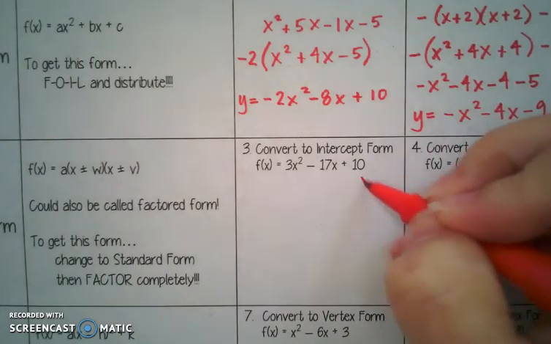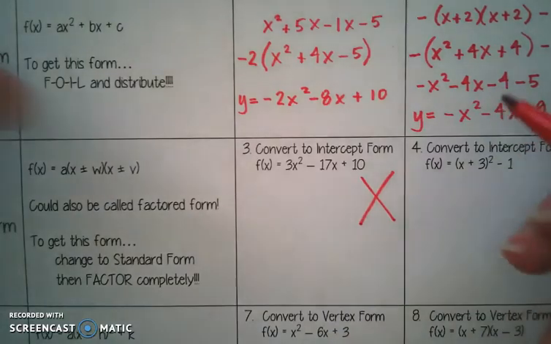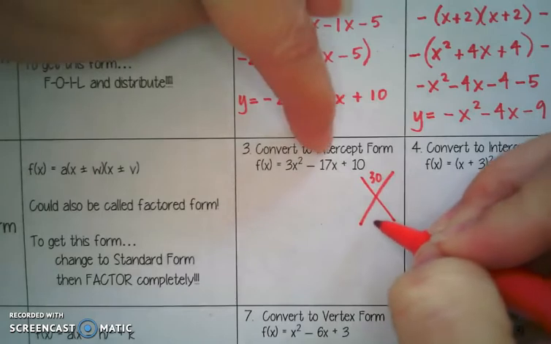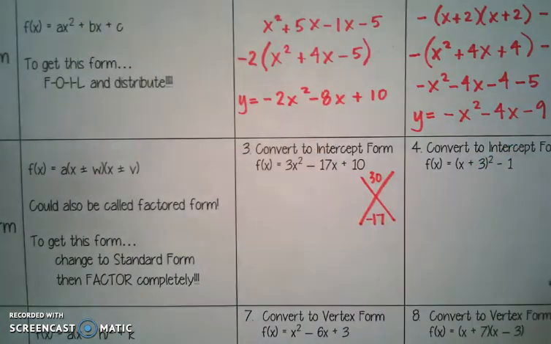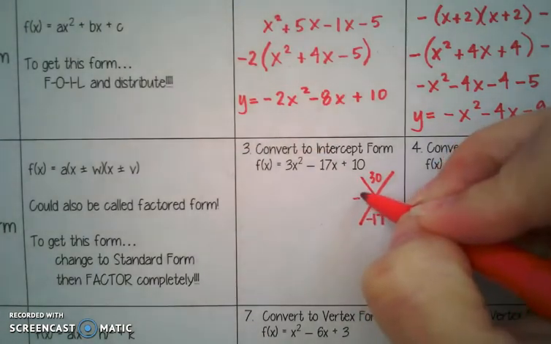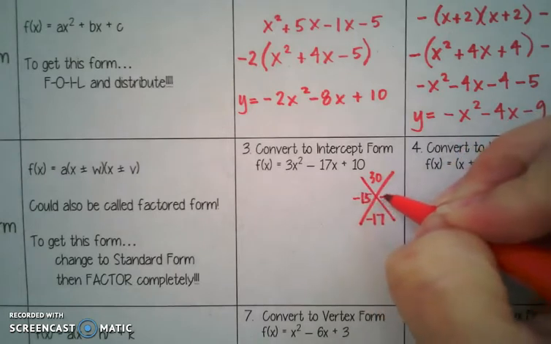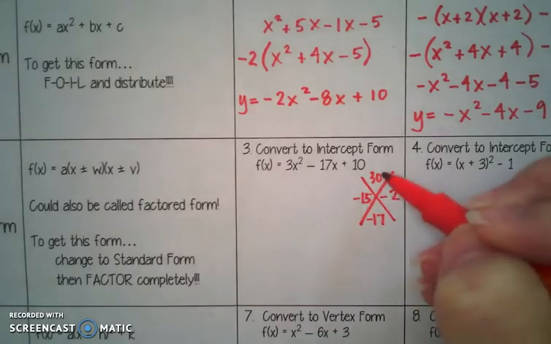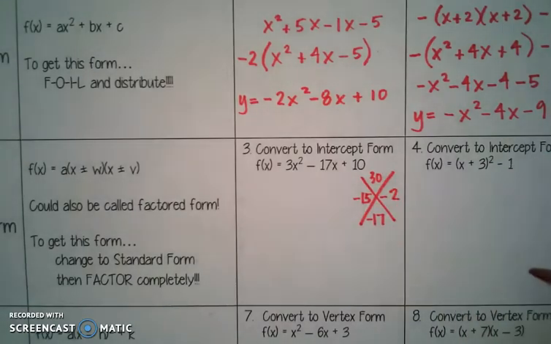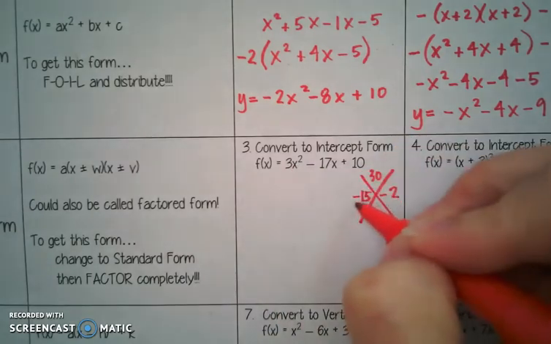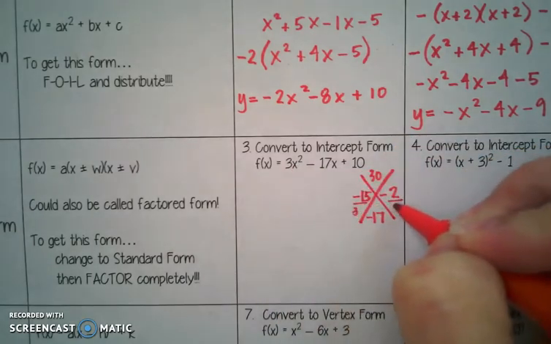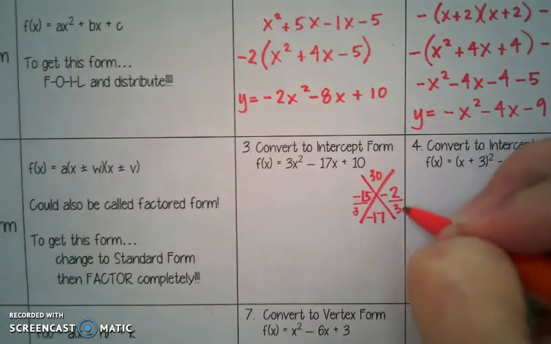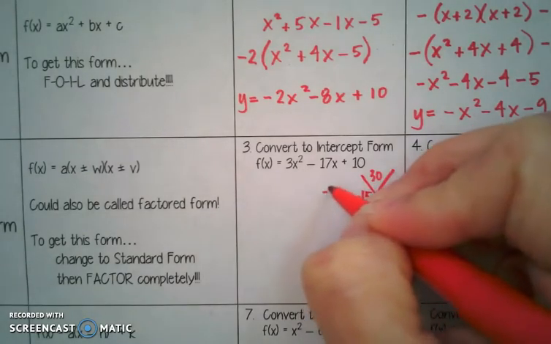So I am going to use the big X over here. I need numbers that multiply to be 30 that add up to negative 17. So I'm right away thinking negative 15 and negative 2. Those two would multiply to be 30 and add up to negative 17. And then we divide by the coefficient that we used up in the front. This one can't reduce. This one would reduce to negative 5.